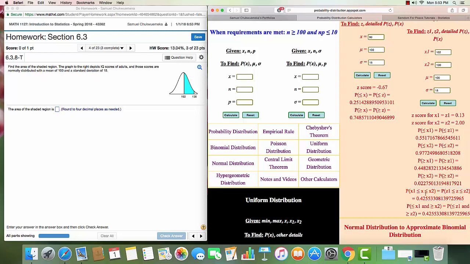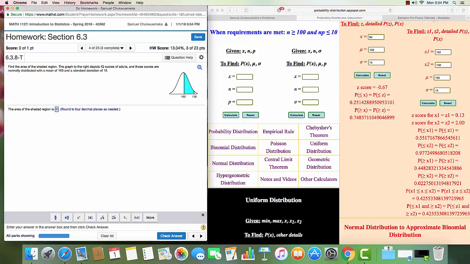Okay. Now this one is known as away from. In some questions, in some textbooks, they ask away from. But this is what they're asking right here. So this is 0.4255. Okay.